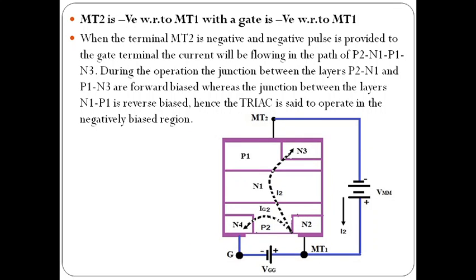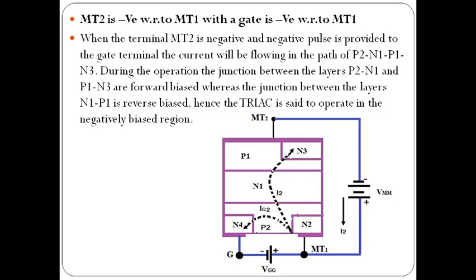MT2 is negative with respect to MT1, with the gate negative with respect to MT1. So here the negative terminal of the battery is connected to MT2 and the positive terminal to MT1, and the negative terminal of the battery is connected to the gate and the positive terminal to MT1. So MT2 is negative with respect to MT1, along with the gate pulse also negative with respect to MT1.